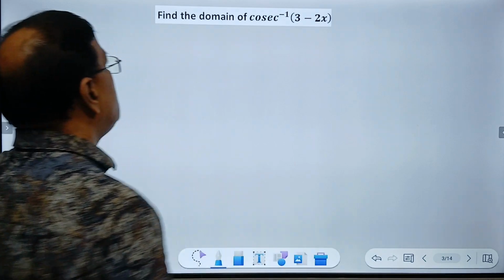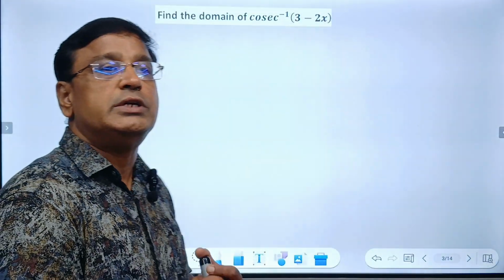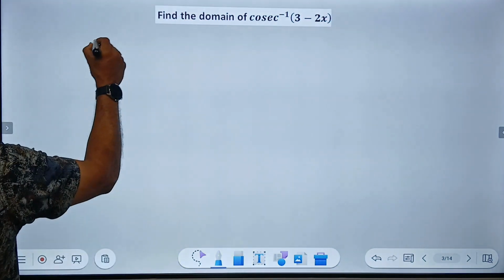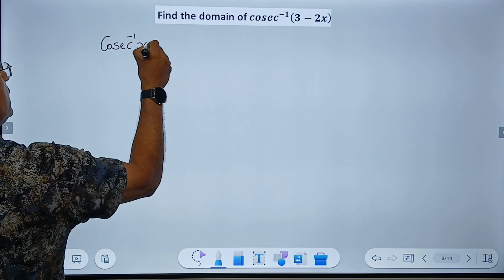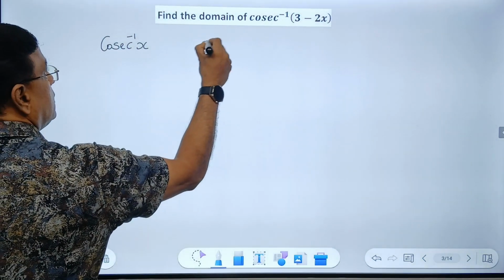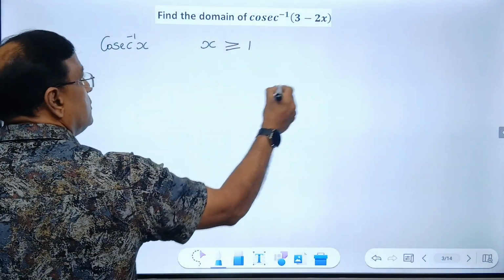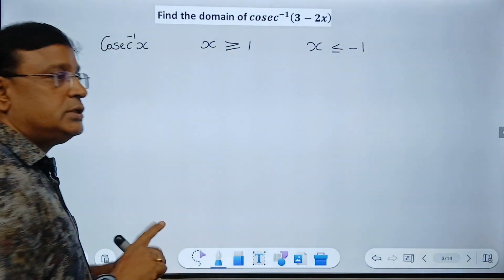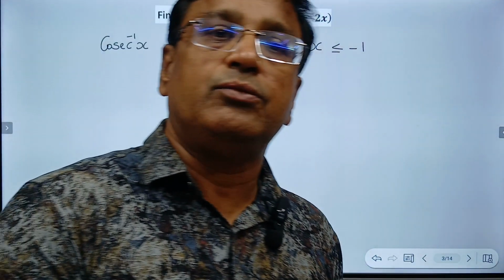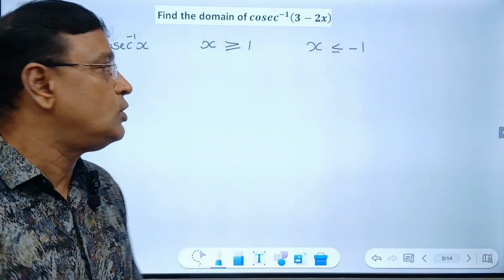The next question is, I want to find the domain of cosecant inverse of 3 minus 2x. How do I find it? First let me understand what is the domain of cosecant inverse of x. Here there are two cases. One is x is greater than or equal to 1. The other one is x is less than or equal to minus 1. Cosecant doesn't take any values between minus 1 and plus 1, correct? Because then sine will become more than 1, which is not true.